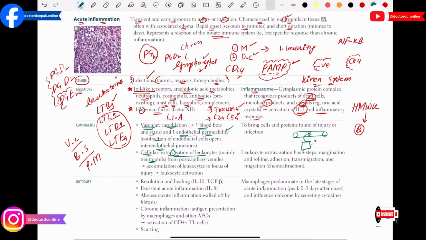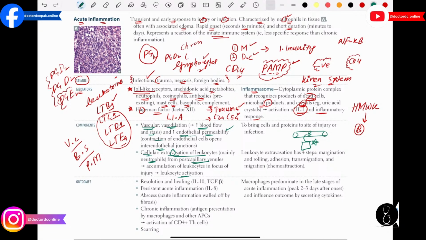And from which side do the neutrophils come? From blood to the injured tissue, through the post capillary venules. And after coming from the blood, these neutrophils or leukocytes will accumulate in the focus of injury. Let's suppose the injury is here, these leukocytes are going to accumulate here, and after that they will lead to the activation of other immune cells or other leukocytes. So that's all about the second component, that is the cellular.